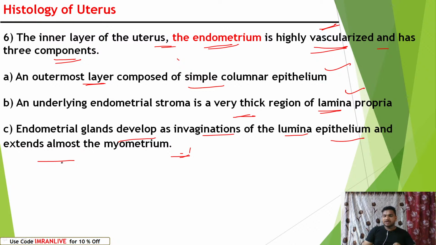So we are discussing the histology of uterus. The uterus consists of majorly three layers: perimetrium, myometrium, and endometrium. Now we are discussing the endometrium, what it is made up of. The endometrium is made up of columnar epithelium. It has a thick lamina propria, and some glands are present in the endometrium.